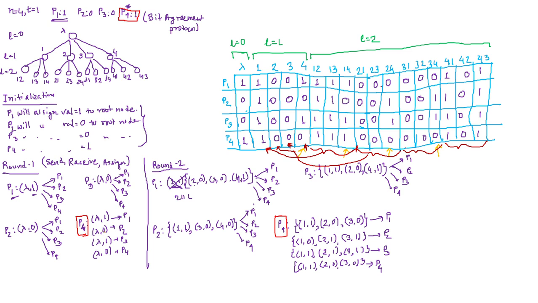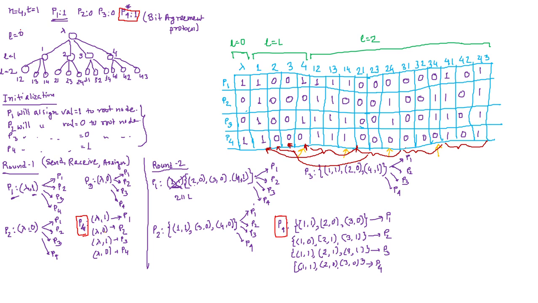2 1, 2 3, 2 4. All the values are 0. So the majority value is 0 and this value is also 0. So no need to change. 1 2, 1 3, 1 4. All the values are 1. So it is already 1. So no need to change. Okay.